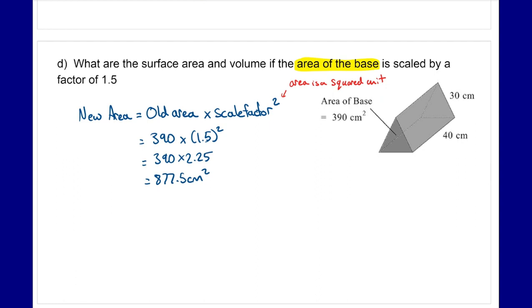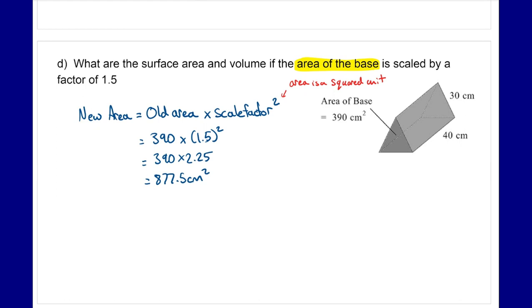If we're talking about a scale factor, we have to make sure that we adjust it appropriately to match what type of measurement we're dealing with. We're squaring it because we're dealing with area. If it was just the length, or the perimeter, we wouldn't have to square it, because that's linear, to the power of 1. Volume we'll look at in the next one.